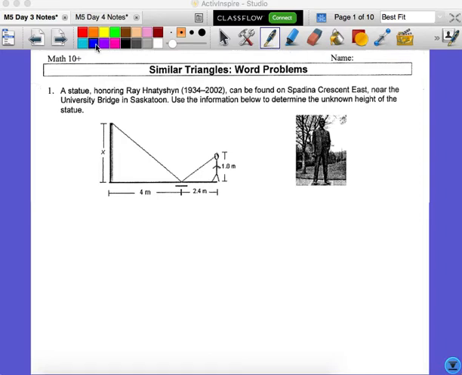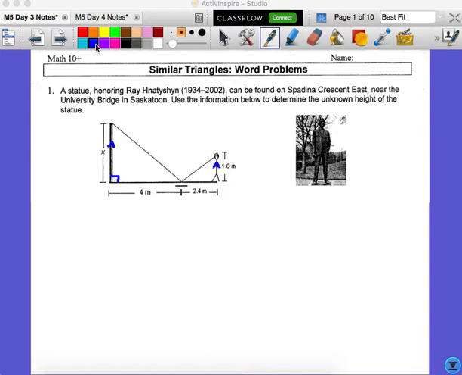So if you look at the information that you have here, I want to talk about why we're able to do what we're about to do. If you look at the picture, you've got somebody looking down at a mirror that's looking back up to the top of this statue of this guy, Ray. We know that this vertical line would be parallel to this vertical line, assuming that we're standing straight up. So there's some information that we know automatically, right?